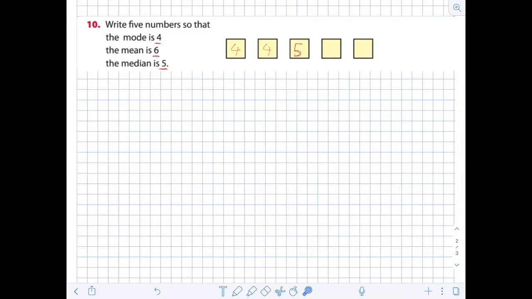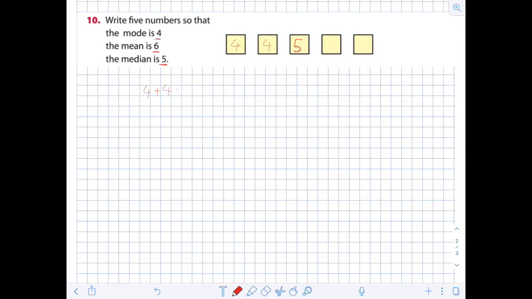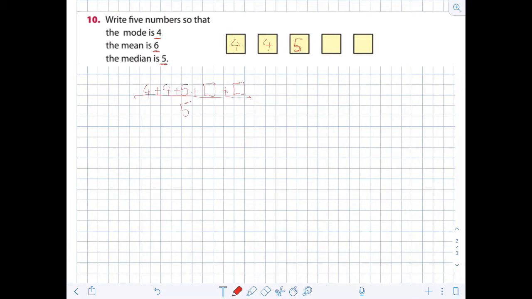Now the mean has to be 6. So that means I have to add up 4 plus 4 plus 5 plus this box plus this box, and it has to be all over 5. And we know, because 4 has to be the mode, we know that this box cannot equal this box. So I'm going to call one x, I'm going to call one y. So that's x and that's y. We now need to choose values of x and y that will make this thing here equal to the mean, which is 6.